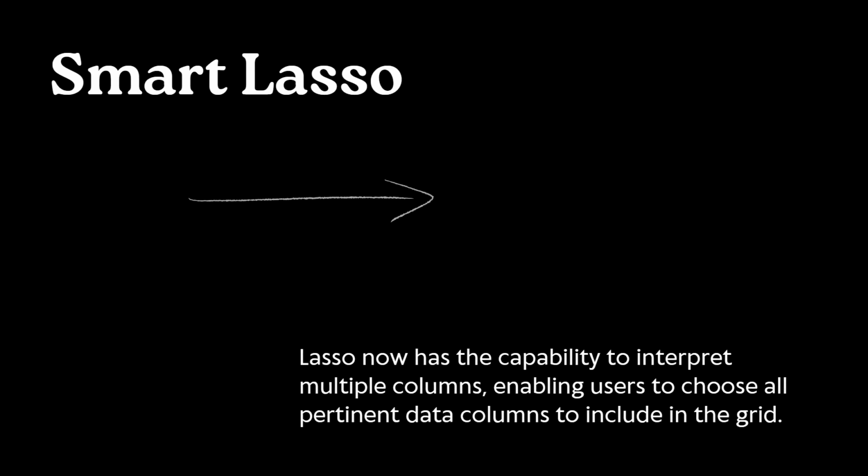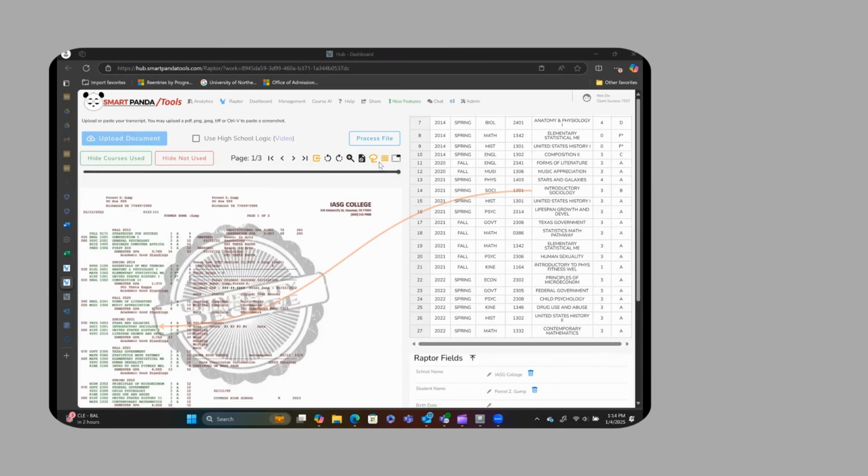Smart Lasso is Lasso with the capability to interpret multiple columns to enable users to choose all pertinent data columns to include in the grid. Similar to the original Lasso feature where you would find one column at a time to append to the grid, Lasso can now interpret what Raptor would think to be terms, courses, catalog numbers, credits, grades, etc.